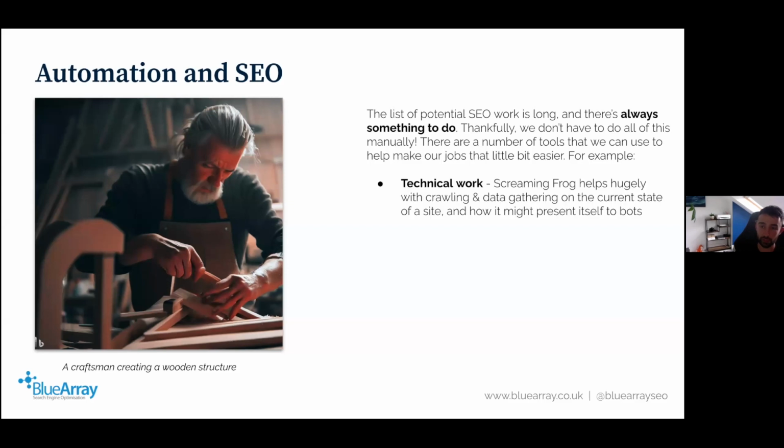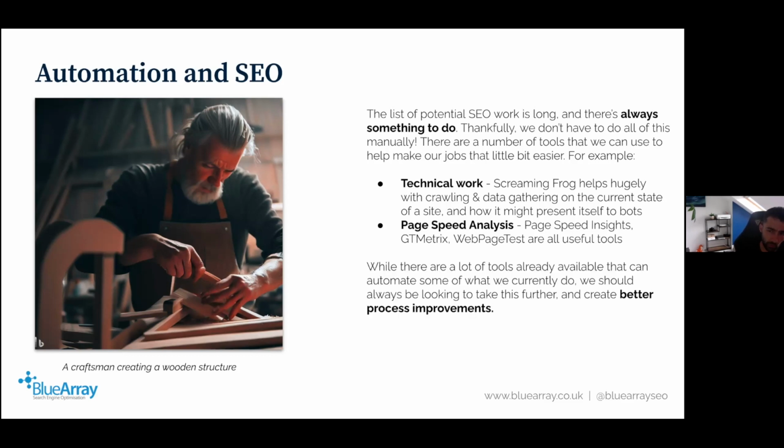easier. So for example, if we're doing a crawl, we're crawling a site to kind of understand how Google might perceive it, there's a tool called Screaming Frog that helps hugely with crawling and data gathering on the current state of the site and how it might present itself to bots. If we're doing a page speed analysis, there's a few tools out there, Page Speed Insights, GTmetrix, Web Page Test. They're all really useful tools that can provide really deep level information into how a kind of web page loads and how fast it can and currently is.